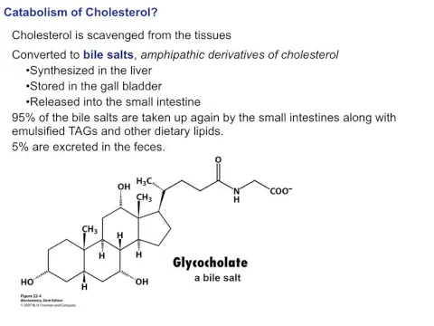Now, some of the cholesterol is converted to bile salts, and as we saw before, that's an amphipathic derivative of cholesterol. It's synthesized in the liver, it's stored in the gallbladder, it's released into the small intestine, but 95% of the bile salts that are released into the small intestine are then taken up again by the small intestine, along with emulsified triglycerols and other lipids from the diet.